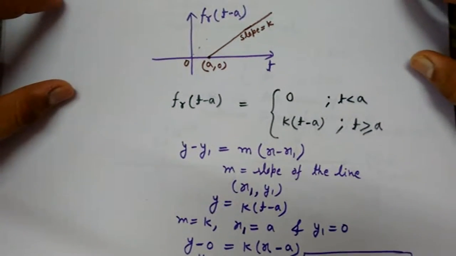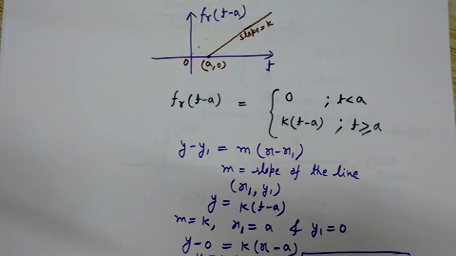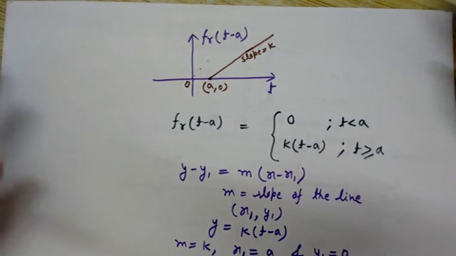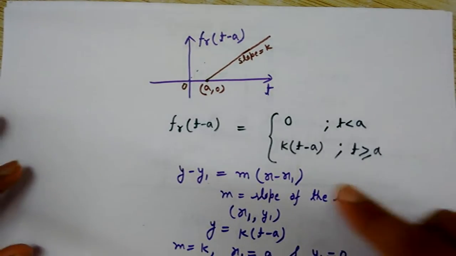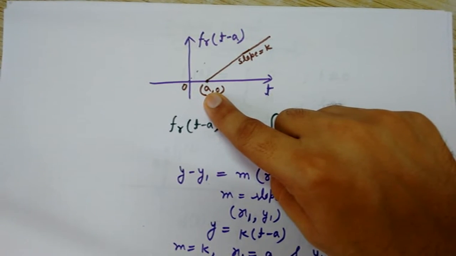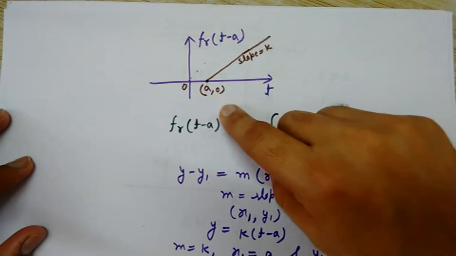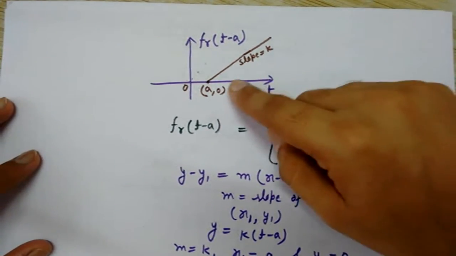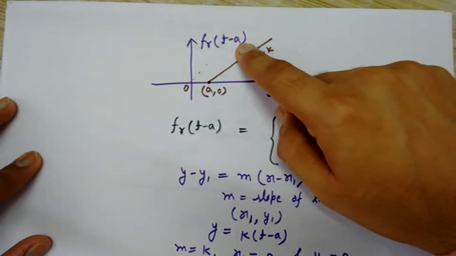Now we will see the shifted version of this ramp signal, as we have seen in the case of the unit signal also. How does it look? Look at this. This plot has been shifted by a constant value a in the right direction, so it is denoted as f(t minus a).